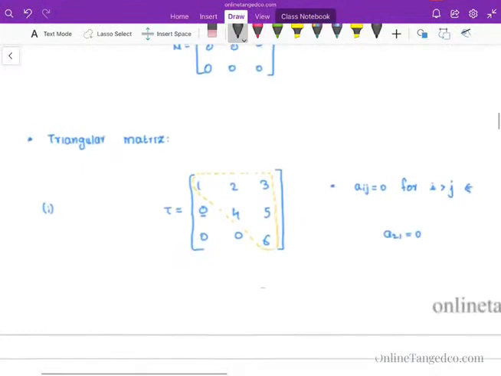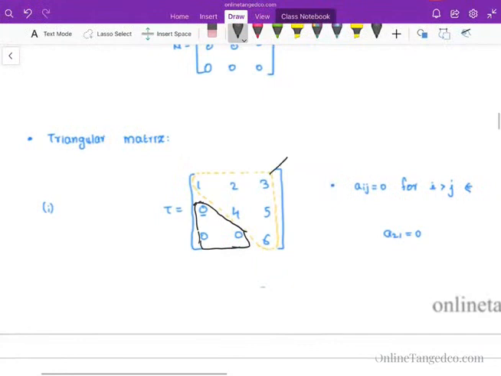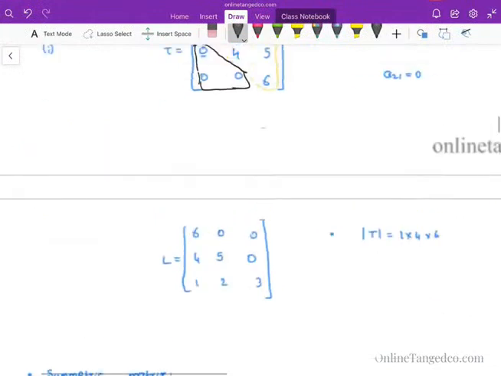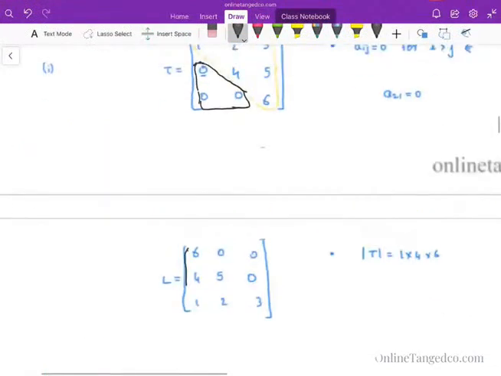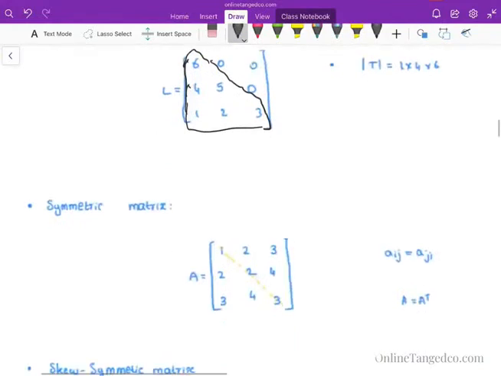And the triangular matrix. A triangular matrix means only the upper triangular components are non-zero and the lower ones are zero. This is called an upper triangular matrix. As you can see, the lower triangular part is entirely zero and the upper triangular part is non-zero. Similarly, for the opposite, if the lower components are non-zero and the upper components are zero, it is called a lower triangular matrix.